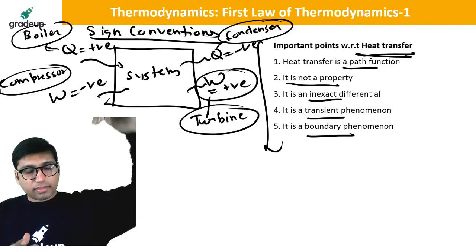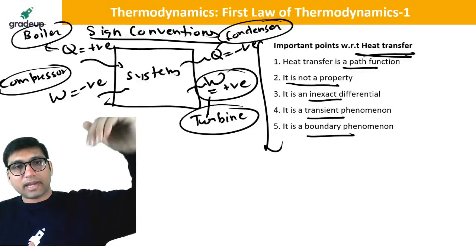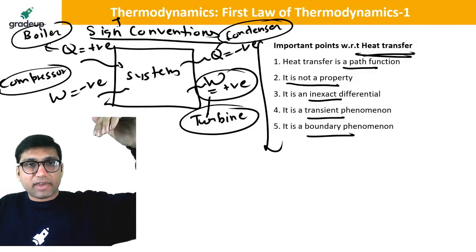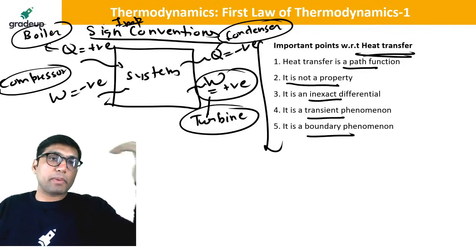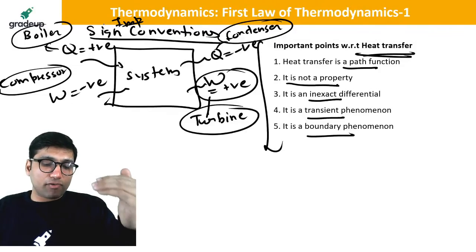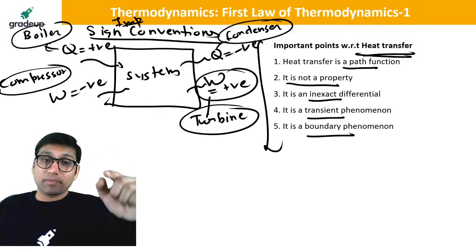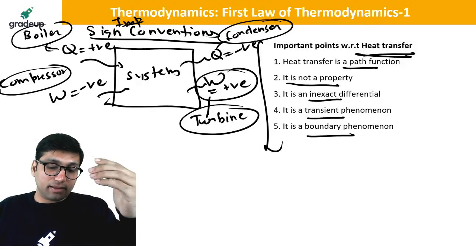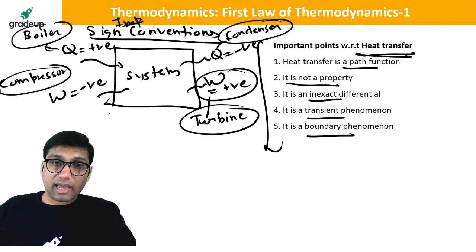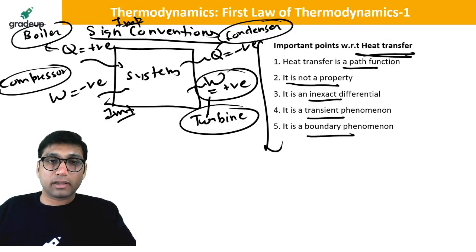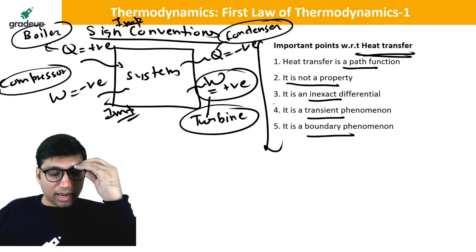Okay, so when heat is entering the system, it will be taken as positive. These sign conventions are very, very important for solving the numericals of the first law of thermodynamics for a closed system. Without this sign convention, you will end up getting wrong results. So these sign conventions are very, very important. Okay, remember that.